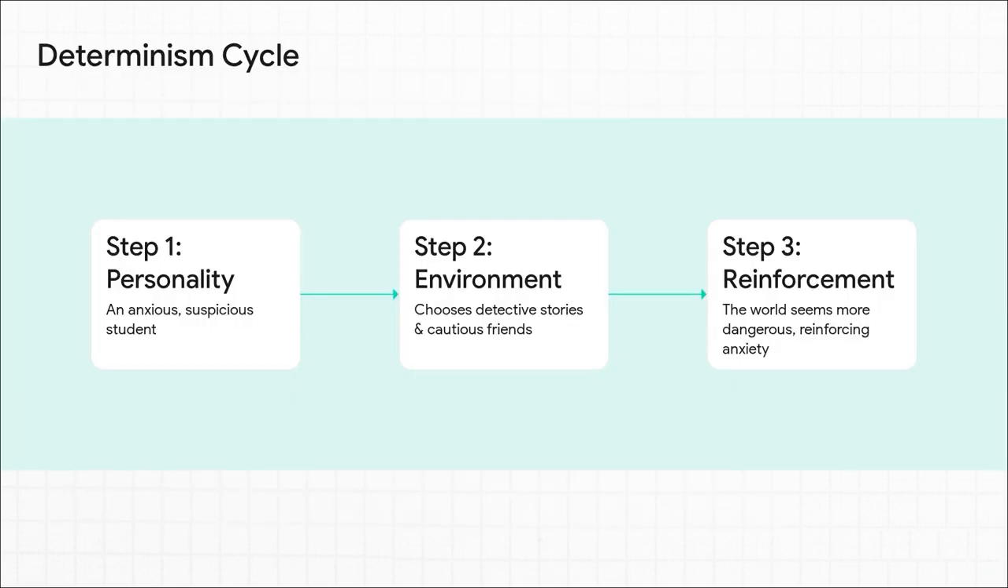Imagine a student who's naturally a bit anxious. What do they do? Well, maybe they choose to read scary detective stories, or they hang out with friends who are also pretty cautious. Those choices, that environment, then feed back and reinforce their belief that, yeah, the world is a dangerous place, which of course just makes them more anxious. You see the loop? In a way, they are both the creators and the products of their own little world.